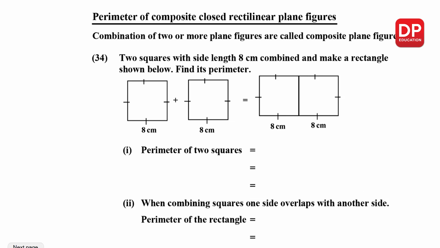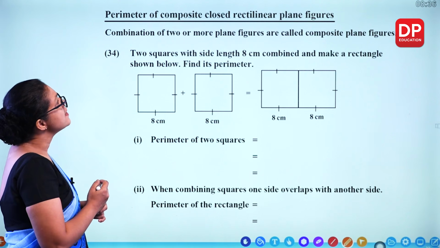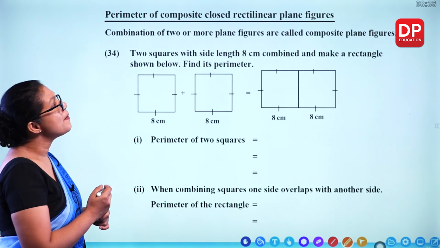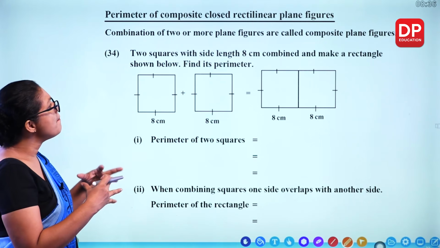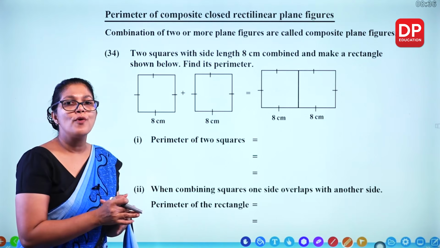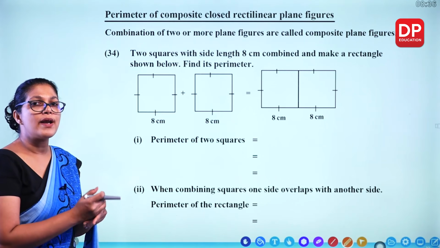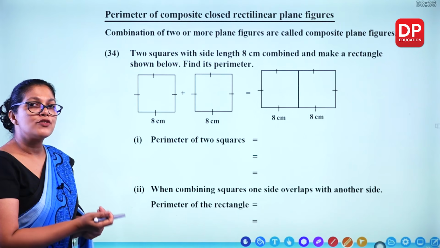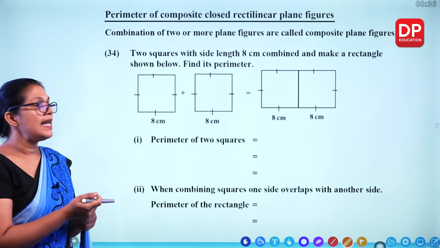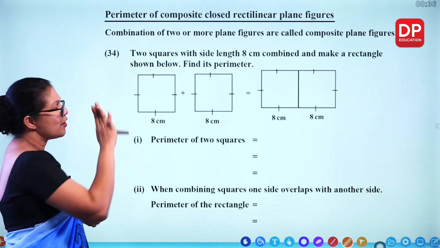Now we'll look at perimeter of composite closed rectilinear plane figures. So, combination of 2 or more figures. What are the figures we did? We did square, rectangle, triangles, equilateral, scalene to find out the perimeter.